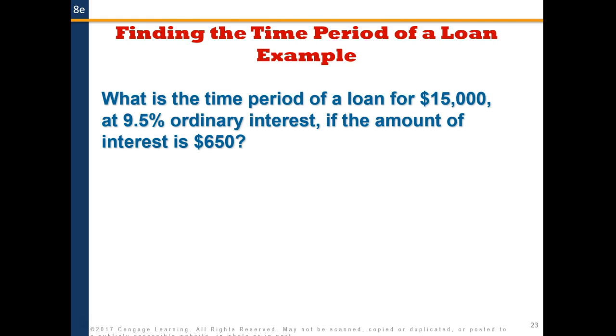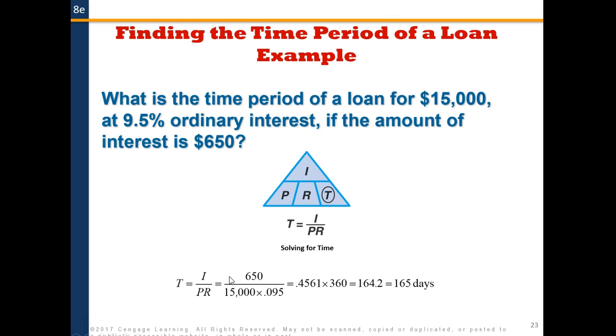Our next practice problem is finding the time period of a loan. What's the time period of a loan for $15,000 at 9.5% ordinary interest if the amount of interest is $650? Again, we're going to use our magic triangle. We're solving for time. We simply plug it in. I'm going to use our parentheses on the bottom here. And we get 165 days.